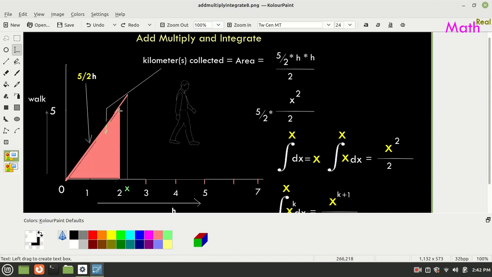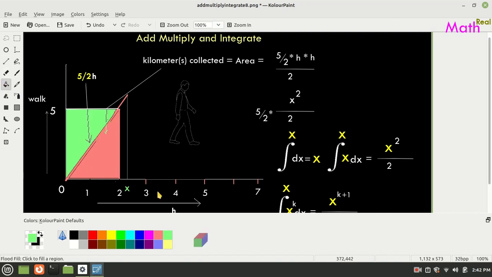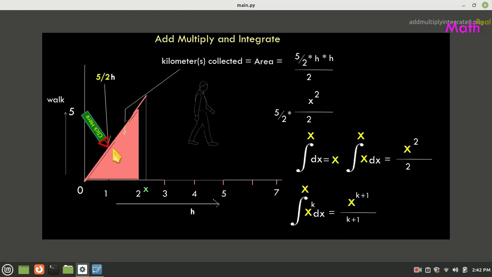There is no difference. If I draw a line like this, then this whole area becomes a rectangle, and the area of a rectangle is width times height. So the area of this triangle is just half. Whatever the area of the rectangle is, half of it is the triangle. So I can say the area of this triangle is 5 by 2 into h into h.